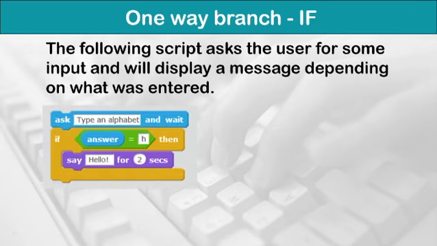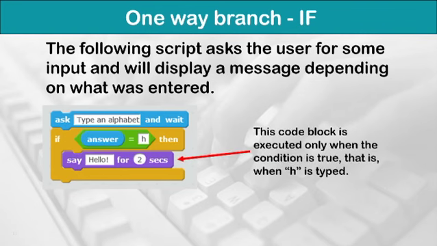The following script asks the user for some input and will display a message depending on what was entered. The condition here is answer is equal to H. This code block is executed only when the condition is true. That is, when H is typed.